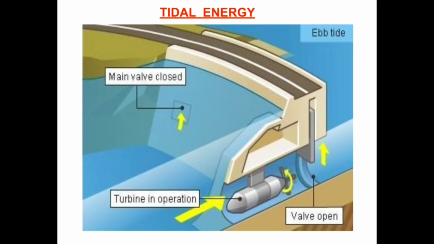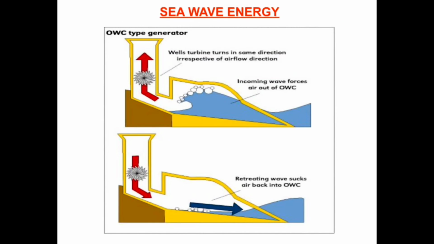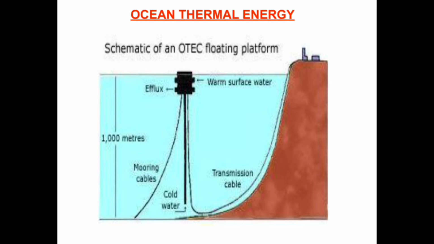The tidal energy is shown. Sea wave energy, OWC type generator. Wells turbine turns in the same direction irrespective of airflow direction. First, the incoming wave forces air out of the OWC. Second, the retreating wave sucks air back into the OWC. Ocean thermal energy, schematic of an OTEC floating platform.